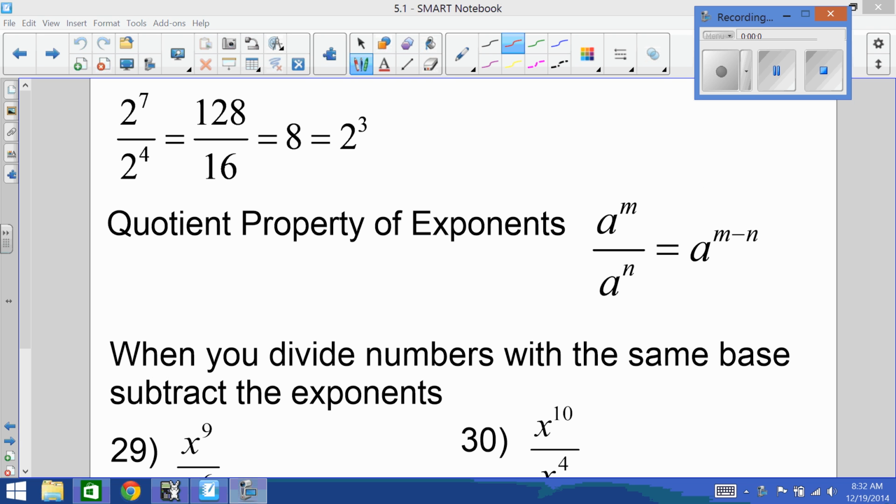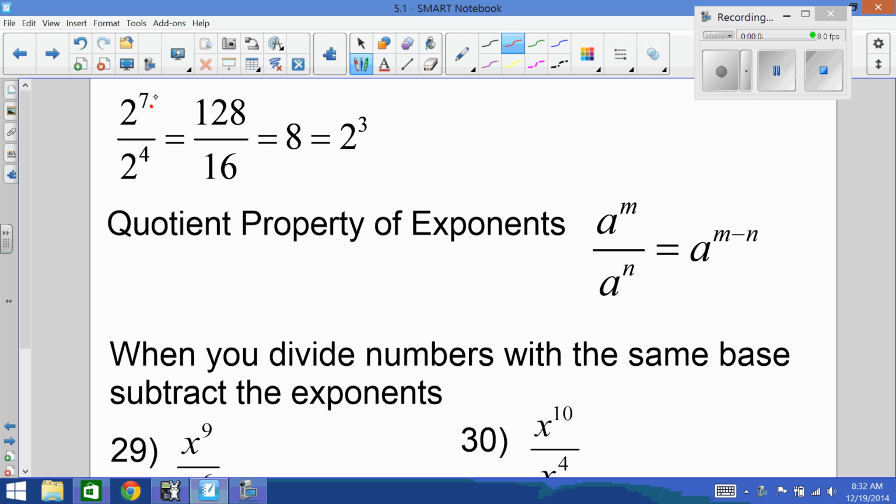All right, we're going to be doing the division properties of exponents. So in other words, let's say we have 2 to the 7th over 2 to the 4th. Well, 2 to the 7th, which is 2 times 2 times 2, 7 times, gives you 128. 2 to the 4th power gives you 16. And 128 divided by 16 is 8, which is the same thing as saying 2 cubed. Well, this is the long way.